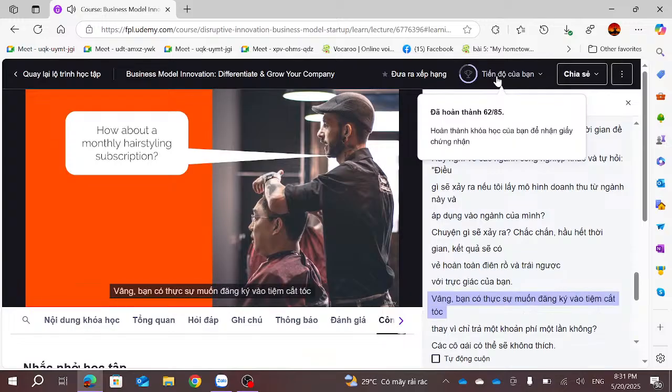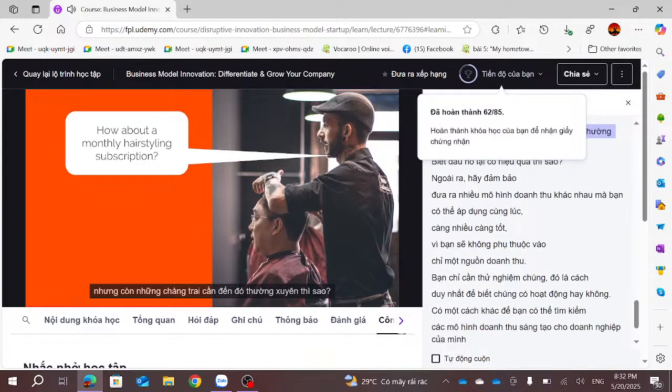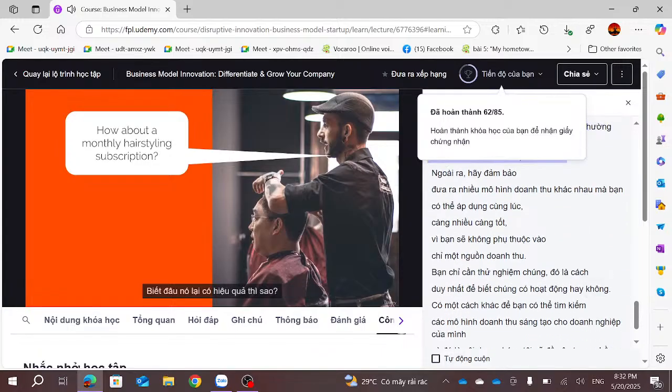Like, would you really subscribe to a barbershop instead of paying a one-time fee? The girls probably won't, but what about the guys who need to go there regularly? Who knows, it might work.